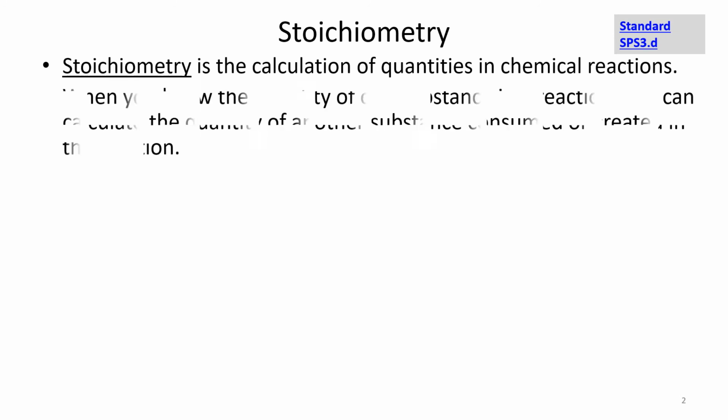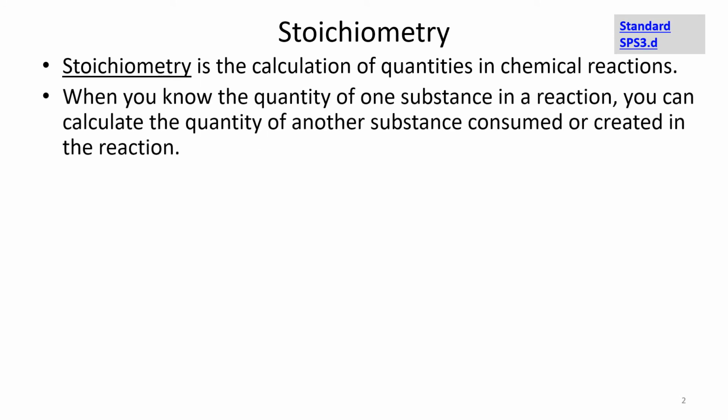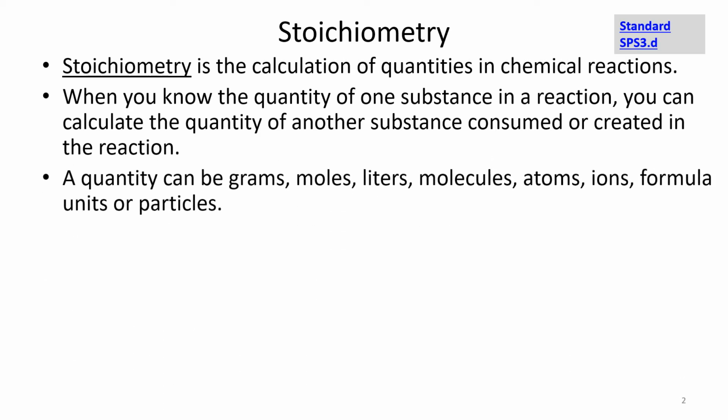So remember that stoichiometry is the calculation of quantities in a chemical reaction. When you know one of the substances, you can determine the amount of any of the other substances. So the quantity could be grams, liters, molecules, atoms, ions, formula units, particles. There's all kinds of different things that it can be. It does come down to some four basic conversions.